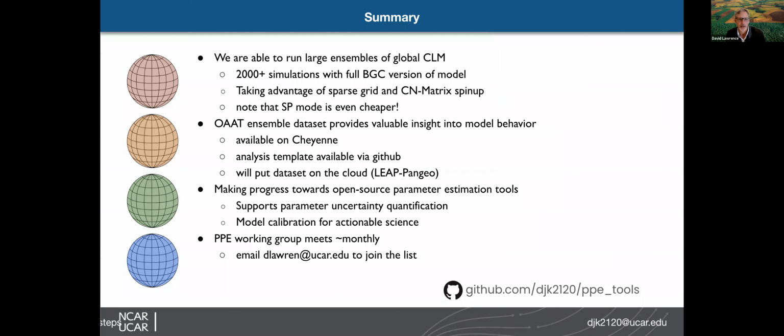So to summarize, with this new infrastructure, we're able to run large ensembles of a global CLM. We've run more than 2,000 simulations to date with a full version of BGC, taking advantage of the sparse grid and CN matrix spin-up. This one-at-a-time ensemble is really providing valuable insight into model behavior. And it is already available to anyone who wants to use it on Cheyenne, and we'll eventually make it available via LEAP, Pangeo, or other methods. And we're making progress towards open source parameter estimation tools.